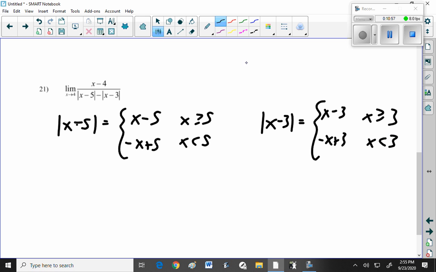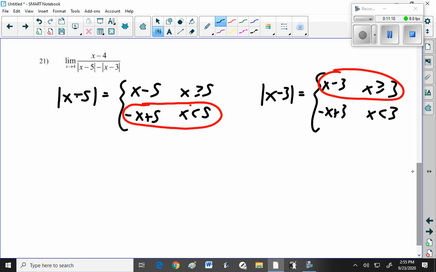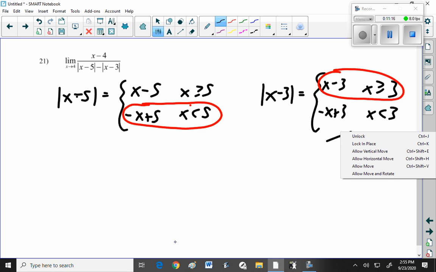And since I'm approaching 4, I will be less than 5. And since I'm approaching 4, I will be greater than or equal to 3. So I can substitute in for the absolute values with these pieces because I only care what's happening infinitely close to 4, and that only concerns when I'm less than 5 and when I'm greater than 3.